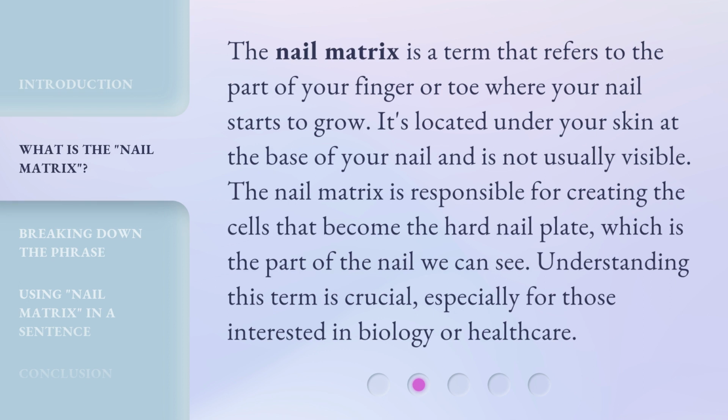The nail matrix is a term that refers to the part of your finger or toe where your nail starts to grow. It's located under your skin at the base of your nail and is not usually visible. The nail matrix is responsible for creating the cells that become the hard nail plate, which is the part of the nail we can see. Understanding this term is crucial, especially for those interested in biology or healthcare.